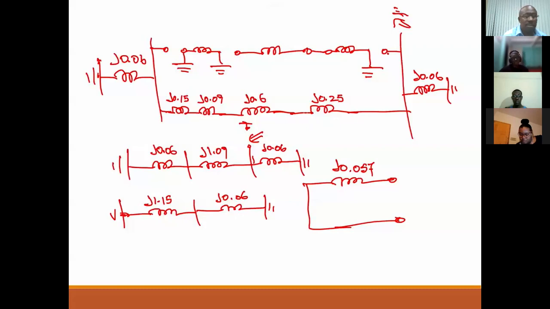Have an answer for me? Yes, sir. Final answer, you want it in per unit or actual? What was the question? I don't have Schoology up either. I believe it was actual value. The question asked you to find the current flowing into the fault, given that a line to line fault occurs.